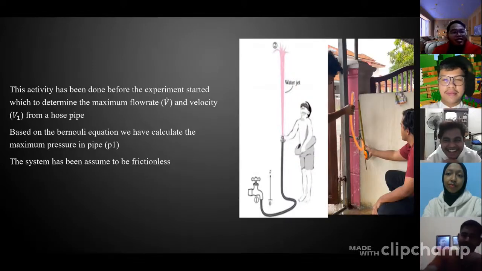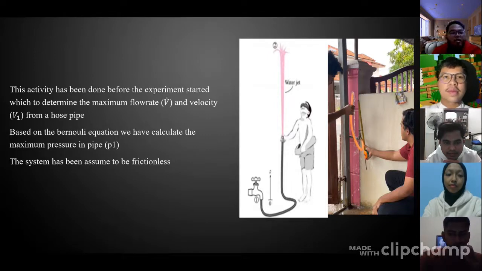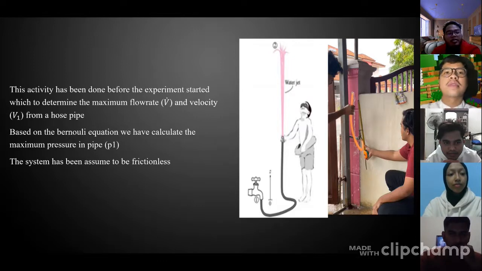This activity has been done before the experiment started, which is to determine the maximum flow rate, V dot, and velocity, V1, from a hose pipe. Based on the Bernoulli equation, we have calculated the maximum pressure in pipe, P1. The system has been assumed to be frictionless.